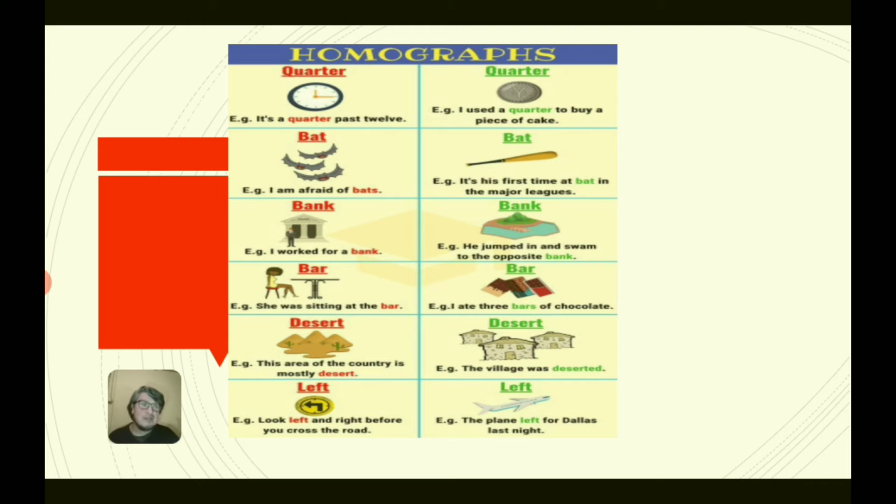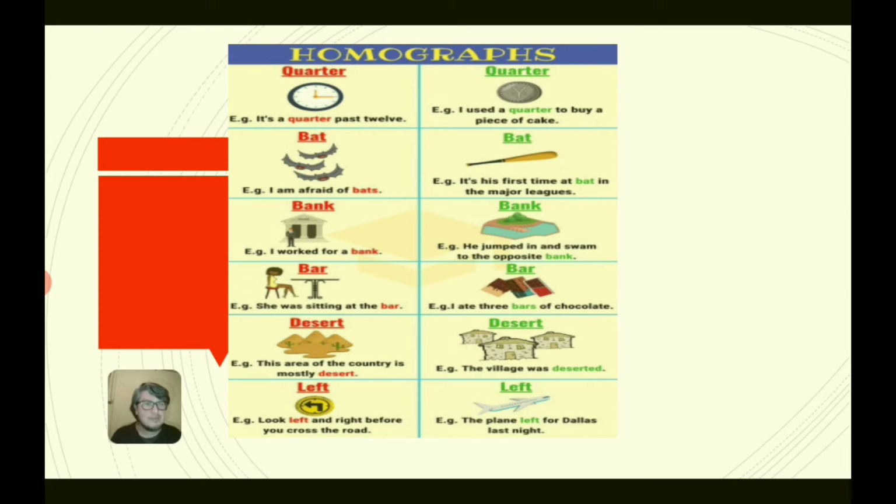She was sitting at the bar, 2 meters away from the next person, 2 meters away, right? And the other example is I ate 3 bars of chocolate, a cereal bar, a piece of, right? For example, the cereal bars that many of you eat in the morning. I ate 3 bars of chocolate. Wow. He or she was very hungry, it seems.